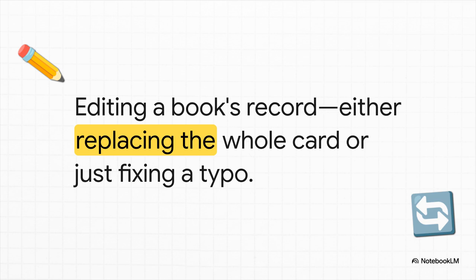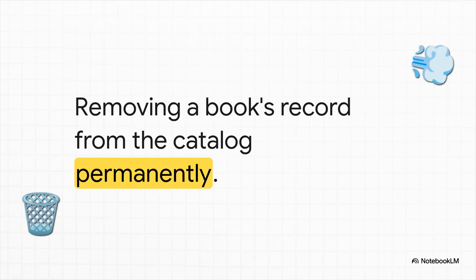But what if you find a mistake? Maybe a typo in the title. You could just fix that one little word. Or, hey, maybe the book got a whole new edition and you need to replace the entire record card with new info. That's an update, and we handle that with either a PUT for total replacement or a PATCH for a quick fix.